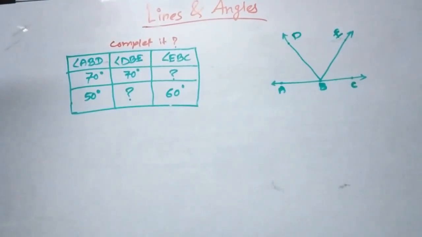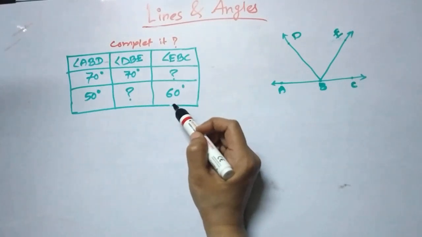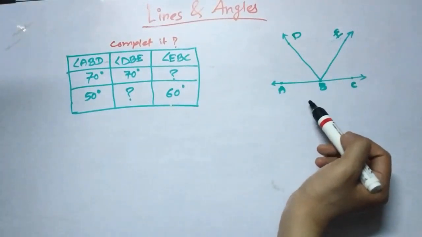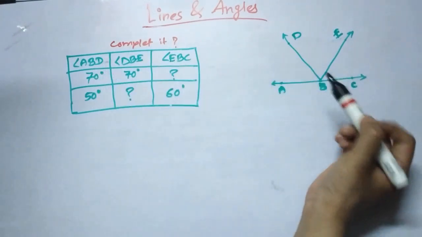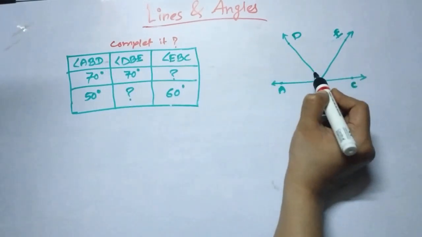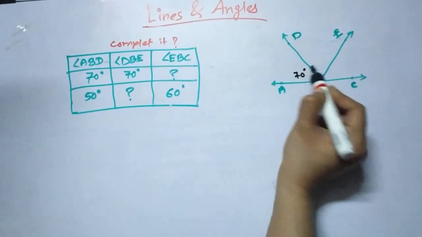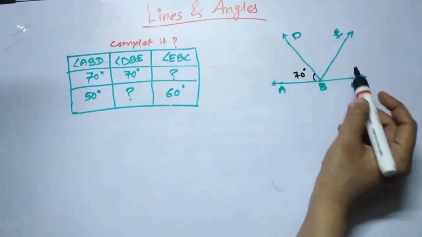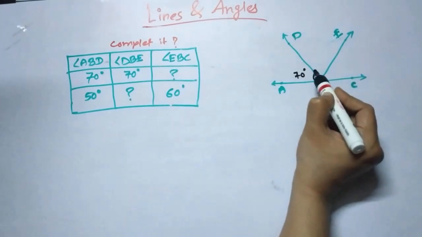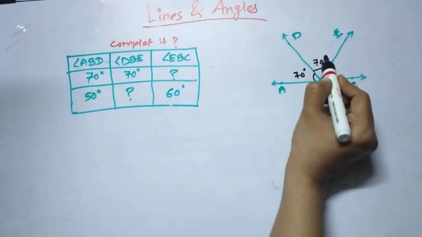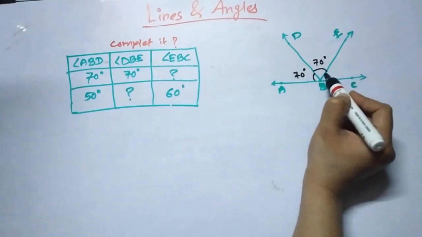So friends, now we need to complete this given table. Refer to this figure and we'll complete this table. First of all, angle ABD is given. This is A, B and D. This is given as 70 degrees. And angle DBE is given, this angle. It is again 70 degrees. So we need to find angle EBC.